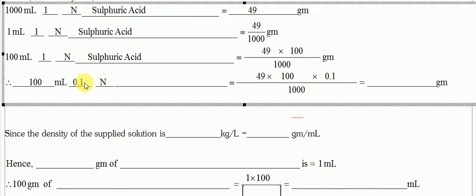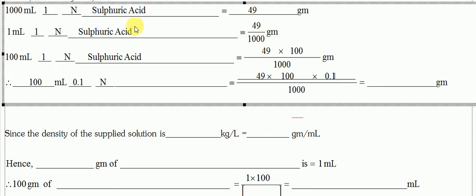I think it is clear to you. Let me repeat this again. The first line of the formula is 1000 ml 1 normal sulfuric acid is equal to 49 gram. The next line, we have to know the amount required to prepare a unit volume of sulfuric acid with the unit normality. So we have reduced the 1000 ml into 1 ml. This is the unit volume of sulfuric acid. This is the unit normality of sulfuric acid. So we have to write that unit volume of sulfuric acid. That means 1 ml 1 normal sulfuric acid requires this amount of sulfuric acid.